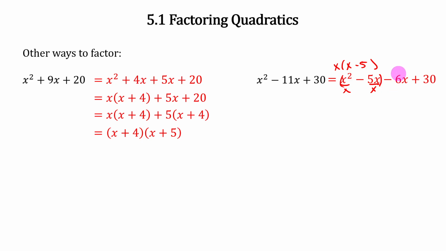Well, now if I want to factor out the negative 6, I'm going to divide this by negative 6 and this by negative 6. So what I'll be left with is positive x, because the negative 6 is now on the outside, but that makes that negative positive. And 30 divided by negative 6 is negative 5. The idea is you want these to be the same anyway, but this changed because I factored out a negative 6.